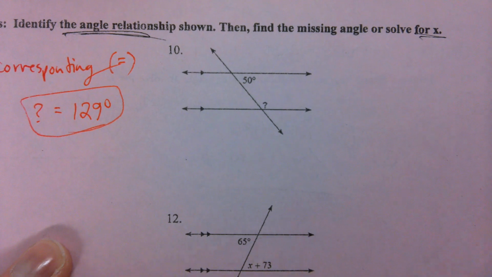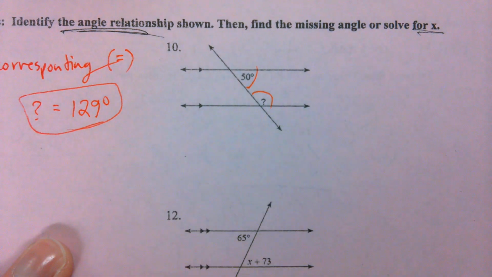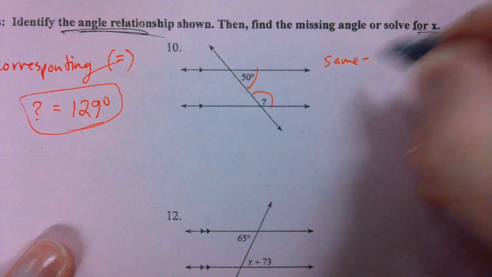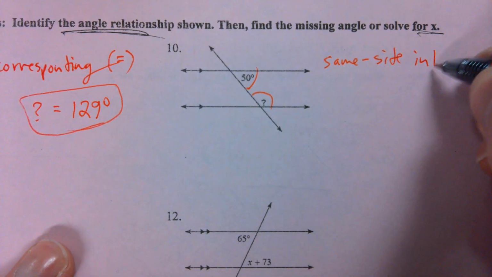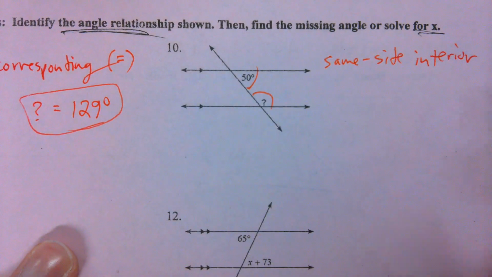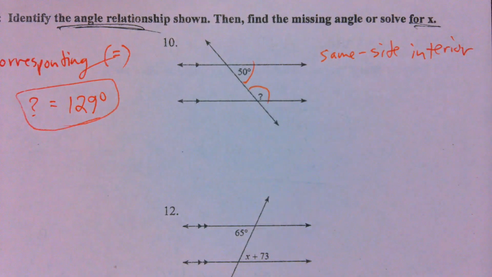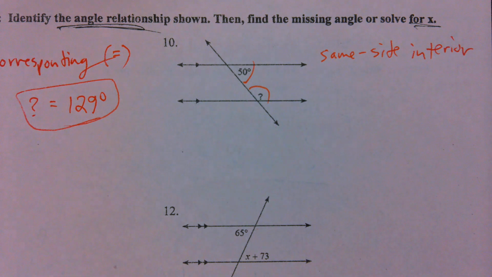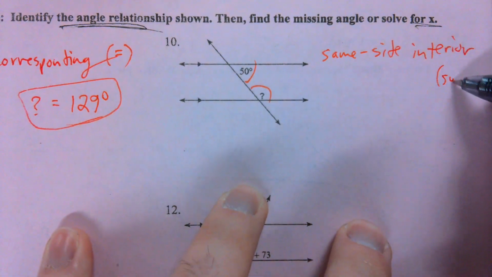All right, number 10. What's the relationship here between 50 degrees and my question mark? Same side interior. They're both on the interior. They're both to the right of my transversal. Again, these are the questions we ask ourselves, right? So if they're the same side interior, are they equal or are they supplementary? Supplementary.